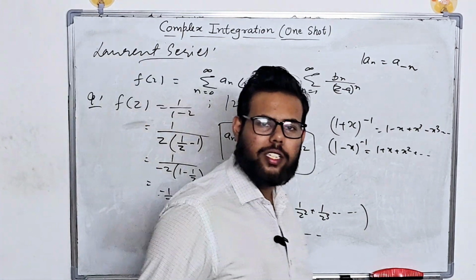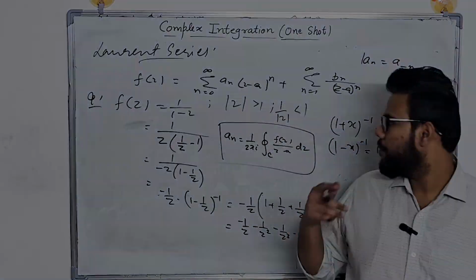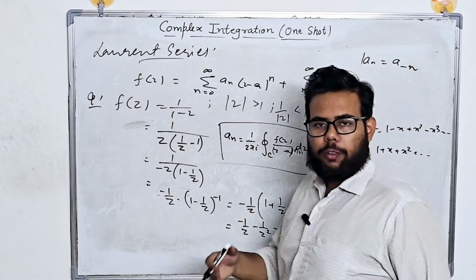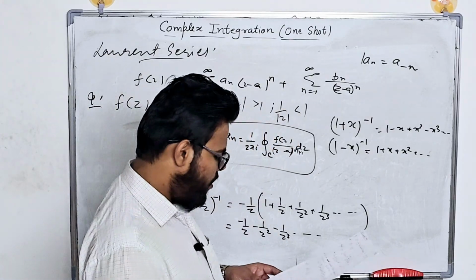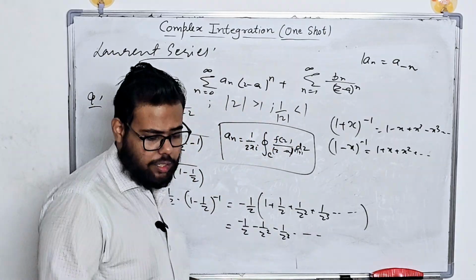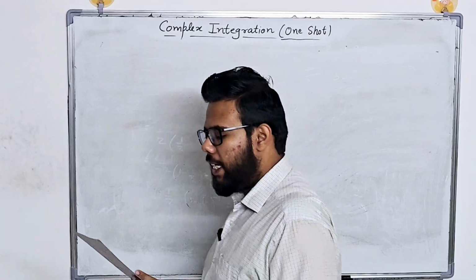You can prove it also, because we all know that a_n was equal to what? n plus 1 also. So you can prove it also if you want using Cauchy integral formula, right? Okay, so now let's move to the next topic: zeros of an analytic function.